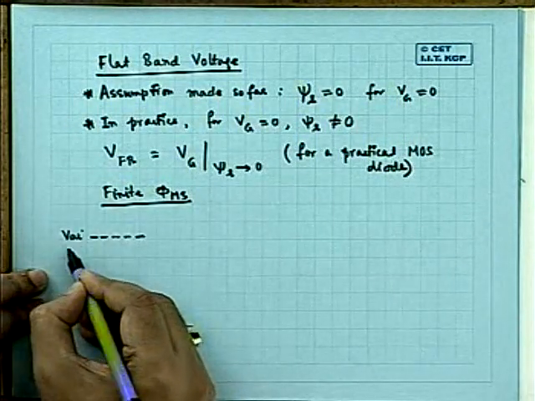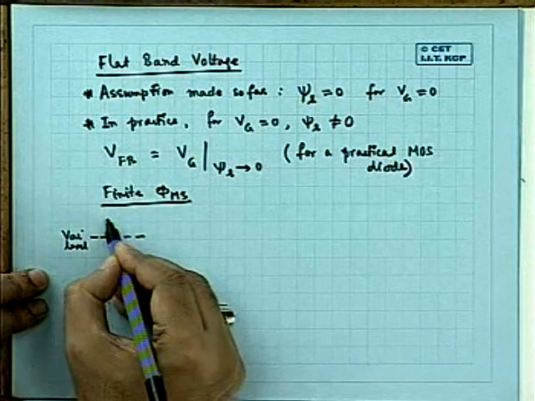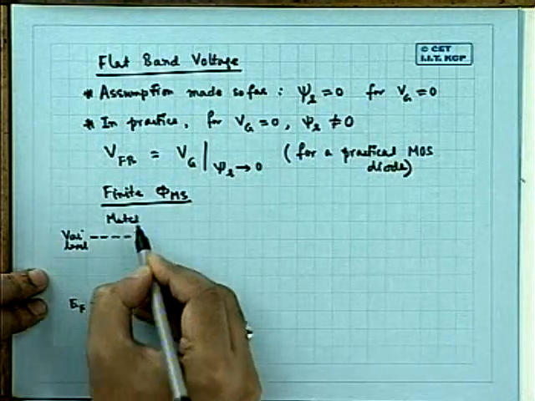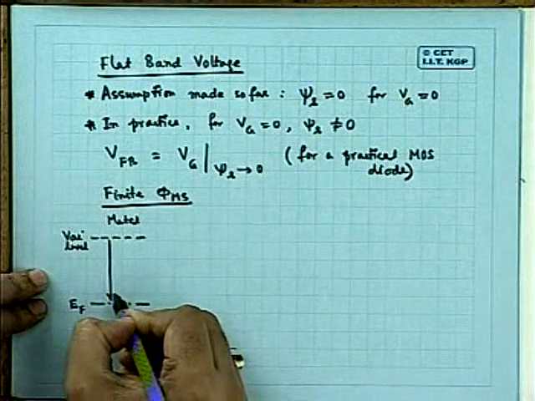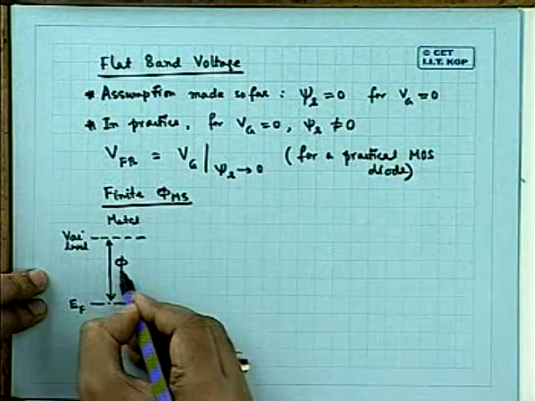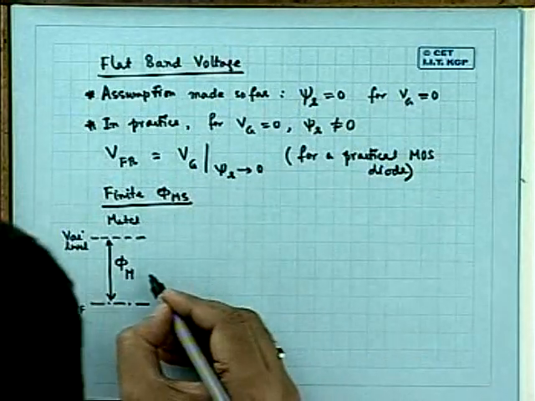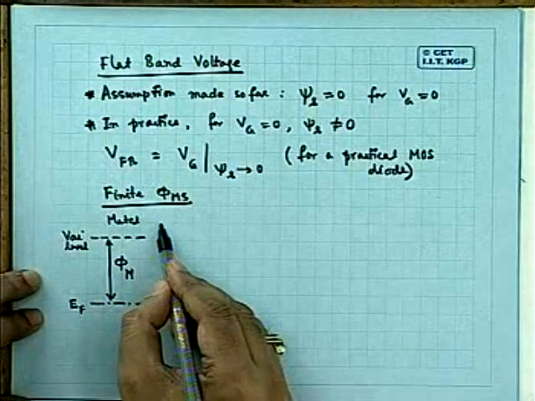Vacuum level, and this is the metal, and this difference is called the metal work function. Then there is an oxide.